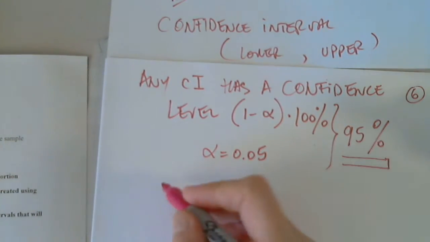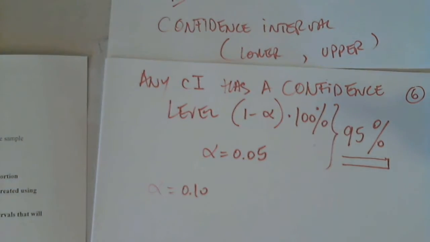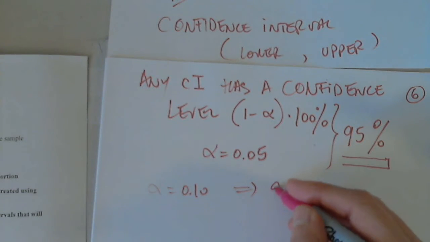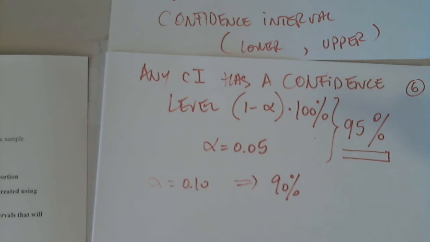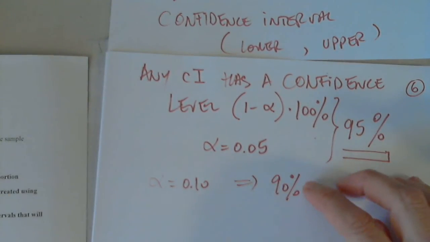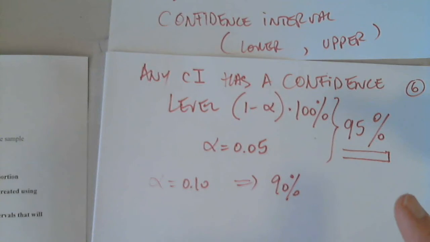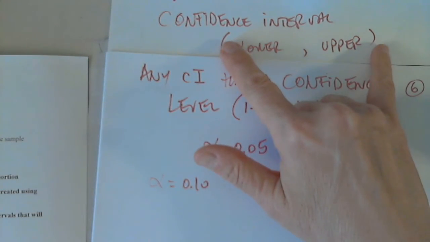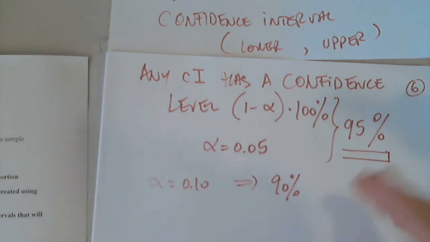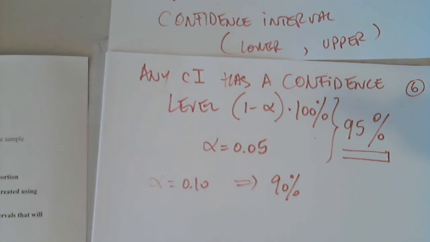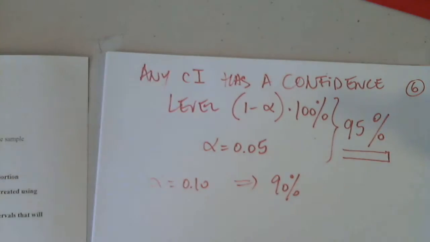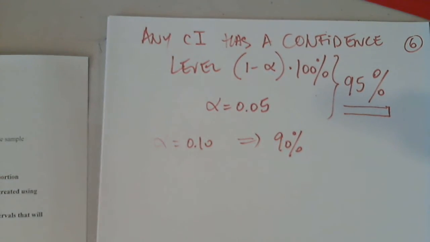Now, if I choose alpha to be 0.10, then the confidence level becomes 90%. I will create as many as you want, 100. If I create 100 confidence intervals with different samples, 90 of those confidence intervals out of 100, or 90% of them, should include the true population proportion. So this is one way of estimating, but I need the point estimate.